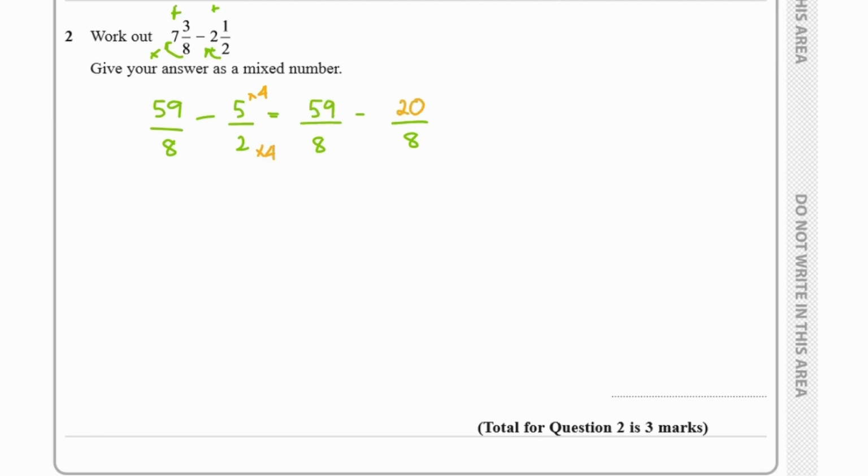And now we can simply take away the numerators. 59 take away 20 is 39. Our denominator would remain 8. So because the question says to give the answer as a mixed fraction, we just have to work out 39 divided by 8. And this would give us 4 with a remainder of 7. So as a mixed number, our answer is going to be 4 and 7/8.